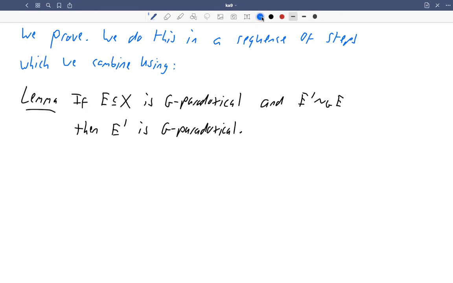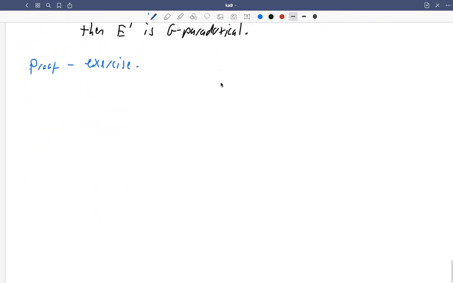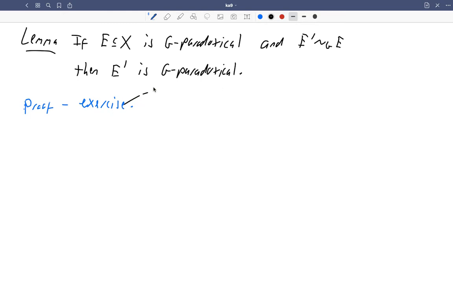But it's not difficult. Right, so maybe let's draw a line under it. Exercise, let's fix that. Let's draw a line under here, and we're going to move to the next step.